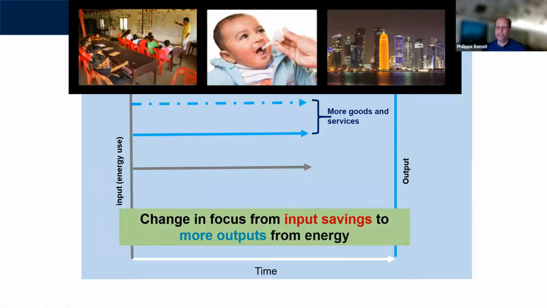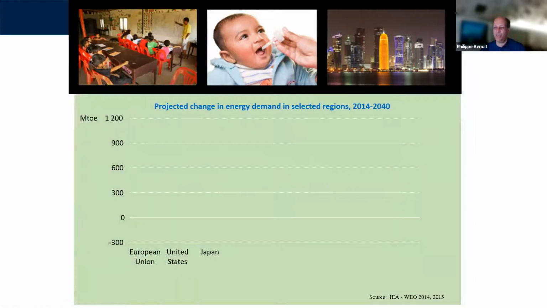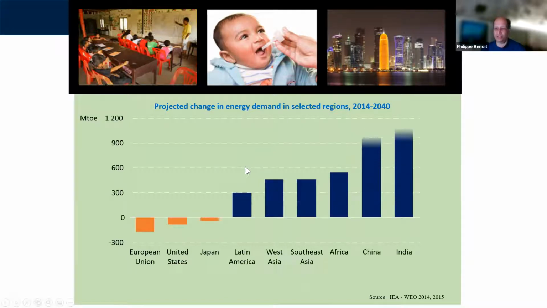So one thing that we felt was important was to try to change the emphasis and focus from input savings to more outputs from energy. And the other thing is actually, in some ways, it goes beyond that, because when we look at this at a macro level, the estimates from the IEA and others is that across advanced economies, developed countries, they're really projecting reductions in overall energy consumption. And that very much contrasts with what is projected to happen in developing countries, where we're seeing fundamentally more energy will be consumed in the future.